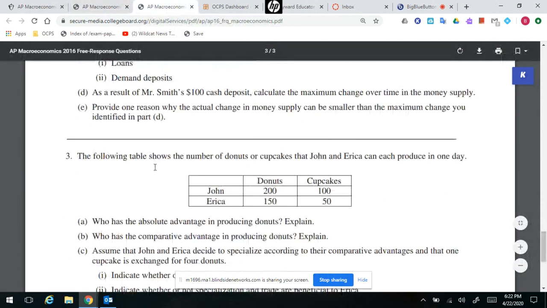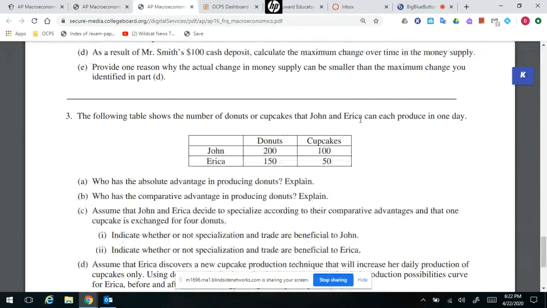Let's move on here. Question number 3. So who has the absolute advantage in producing donuts? Remember, absolute advantage is simply whoever can make more. So who can make more donuts? We got John and Erica. John can make more donuts. Why? Because 200 is greater than 150. That's an easy one for you. So they're just asking, do you understand what absolute advantage is?